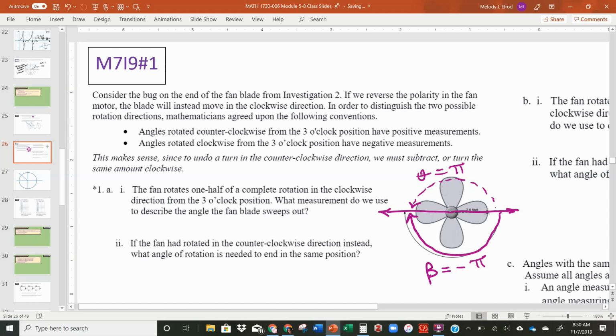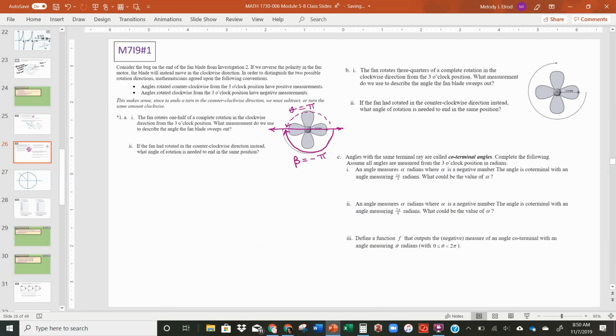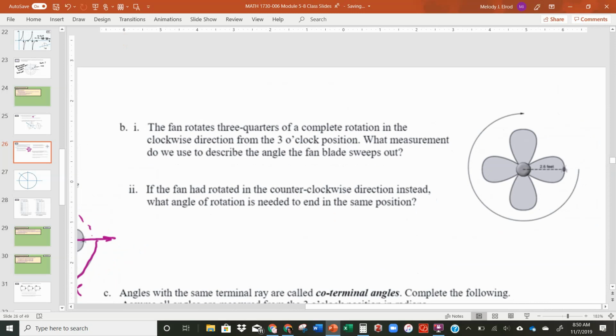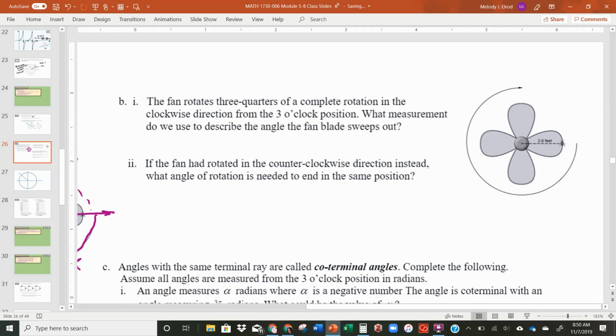So let's take a look at part B of this same problem. There's a lot on this slide, so I'm going to kind of zoom in and out a little bit. Okay, suppose this. The fan rotates 3/4 of a complete rotation in the clockwise direction. So here's the initial ray, and the terminal ray would be up here, right?